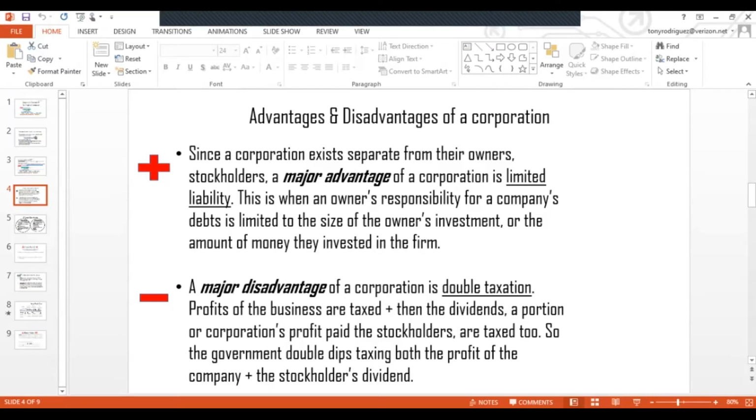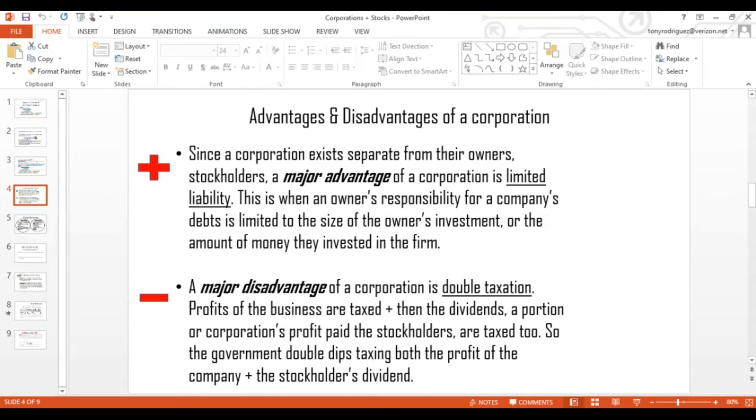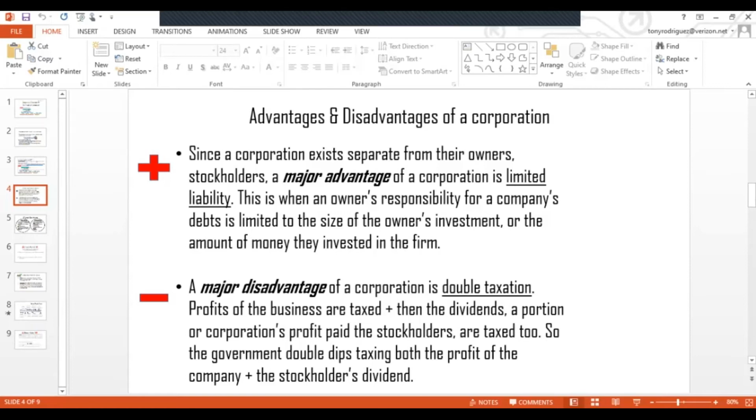Why is that a disadvantage? I guess if you compared it to a sole proprietorship or a partnership, and those business organization setups, those individuals that run those companies just report their income tax, or they pay their income tax like normal at the end of the year. There's no second step. So the government doesn't double dip in those, but the government does do that for corporations. All right, you guys got this down. We're going to go ahead and move on to slide 5.